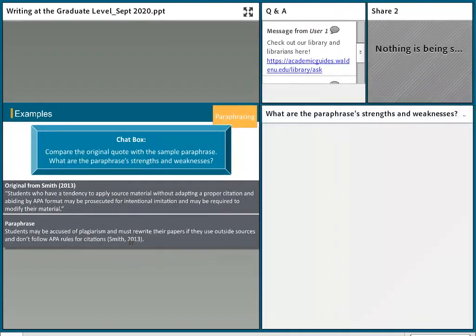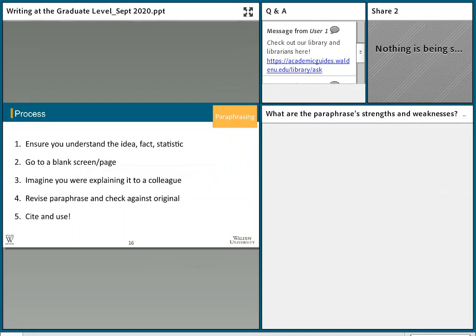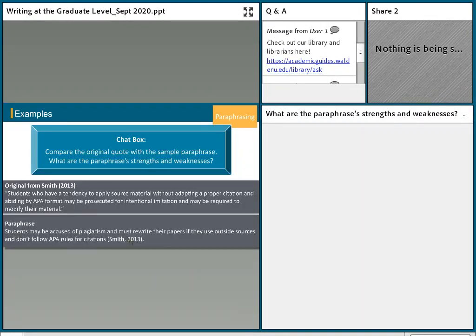Some examples of paraphrase. Let's go ahead and go to our second chat here. We have our original passage from our Smith 2013 source there. Below, we have a paraphrase of that passage. What I'd like you to do is compare this original passage to the sample paraphrase and talk about what the paraphrase's strengths are and what some of its weaknesses are. Again, compare the paraphrase example to the original passage and tell me what it's doing well and what it could do better. Okay, I'm going to go on mute for a minute.